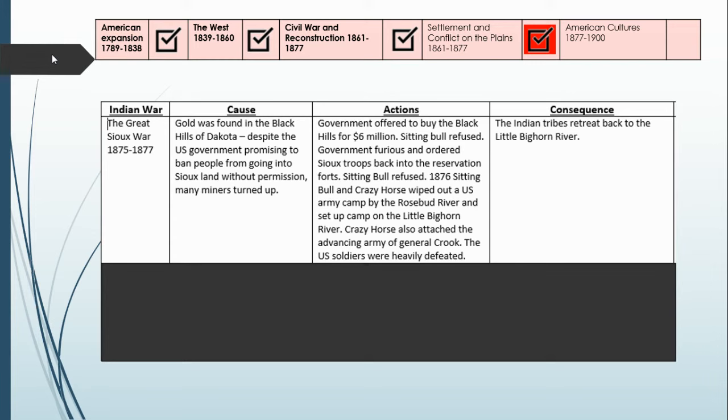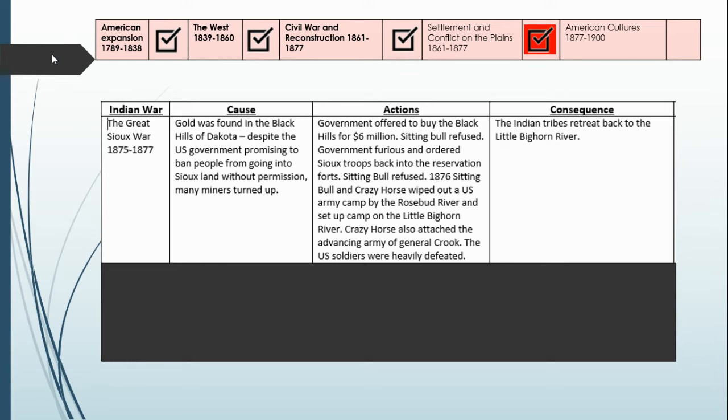So we then have the Great Sioux War, 1875 to 1877. Again, we have gold as a cause, and this time, sadly, it was found in the Black Hills of Dakota. So remember, this area, which was extremely sacred to the natives, there is now, sadly, being gold found here. So it was always unlikely that the US government were going to keep their promise of not entering this land. So many miners turned up to the Black Hills. Actions then, the government offered to buy the Black Hills for $6 million. Understandably, Sitting Bull, who again is a key member of the Sioux tribe, refuses this offer. Remember, they see the land as sacred.